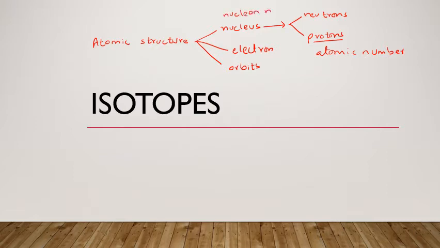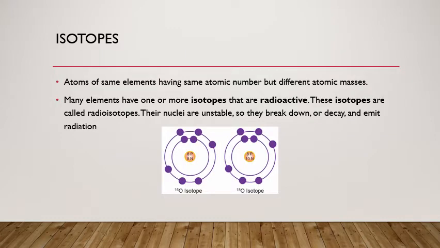Now we are on to what are isotopes. Isotopes are atoms that have the same protons but different neutrons. So, if we talk about isotopes, let's focus on these two given atoms. This is oxygen 16 and this is oxygen 18. Why do we call them isotopes?